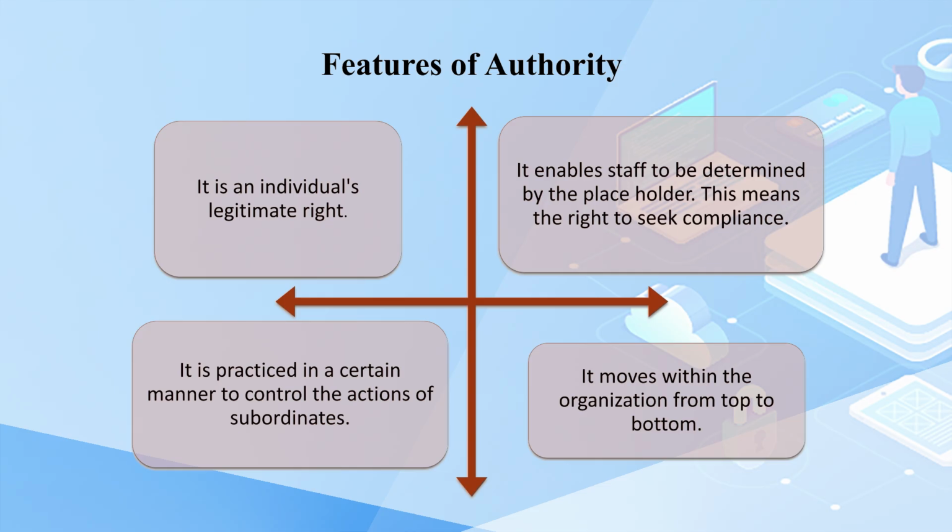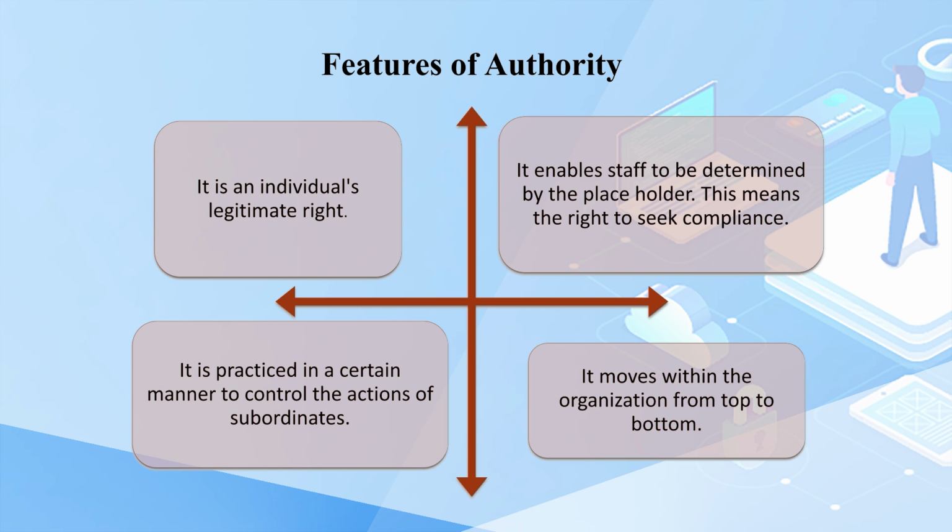Authority also changes the bureaucratic and hierarchical structures according to where the authority comes. Everybody has an authority, but according to the hierarchical structure. It enables staff to be determined by the place holders, and this means the right to seek compliance. So we have to enable that. Management sees whether there is compliance: what is the work structure, the management structure, the manpower, the resources, and how compliance should be sought.